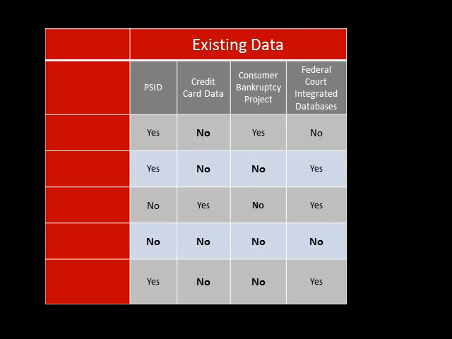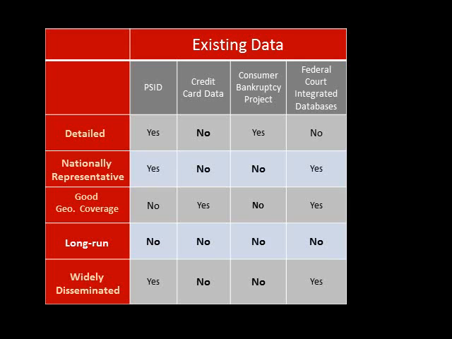Let's first talk about the ideal data. The ideal data to study long-run trends in bankruptcy and credit markets would be detailed. It would have lots of information about the finances of filers and the creditors. Ideal data would include a nationally representative group of filers. It would have countrywide geographic coverage that includes observations at a local level from individual courts. It would cover a long time period, and it would be available for scholars to use very widely.